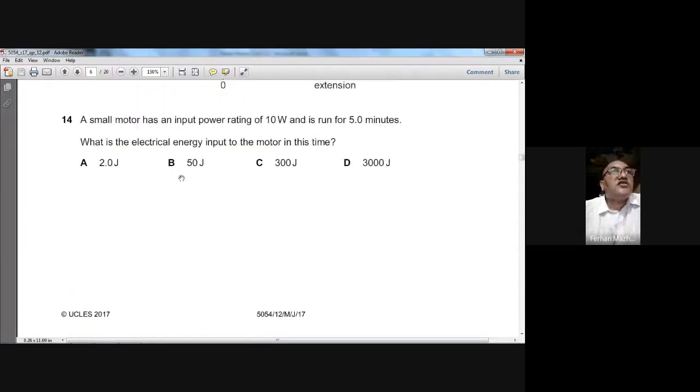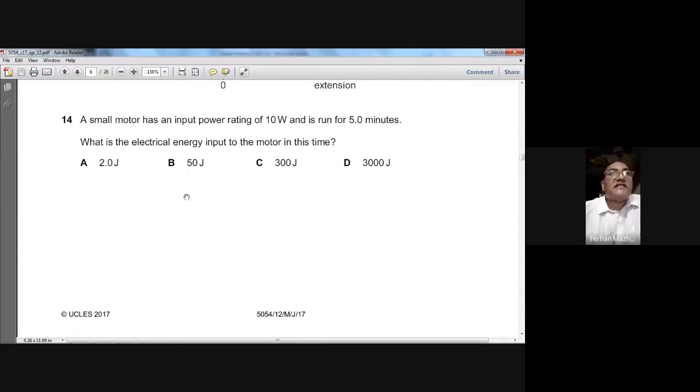Question 14 is on your screen. A small motor has an input power rating of 10 watt and is running for 5 minutes. What is the electric energy input to the motor in this time? You know the formula for the power: power is equal to energy divided by time. So energy is equal to power multiplied by time. The power is given 10 watts and the time is also given, 5 minutes. But in the formula of energy, we don't take the time in minutes. So we will convert these 5 minutes into seconds. How do you do that? You multiply it with 60. So 5 minutes will be 5 multiplied by 60.